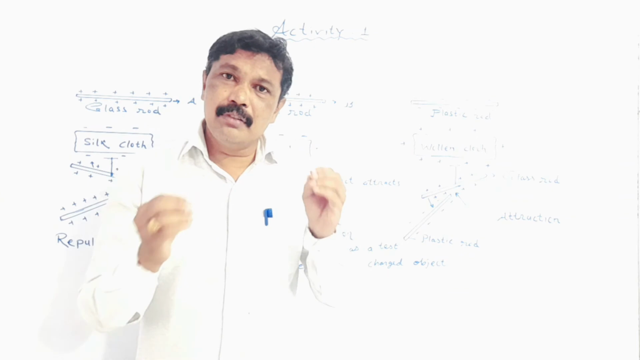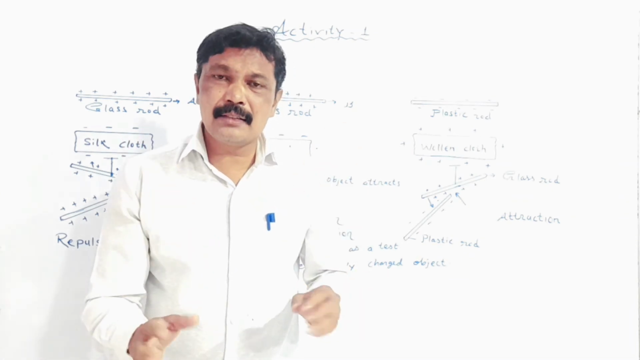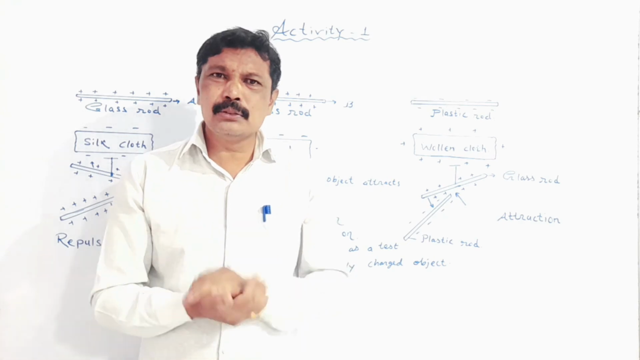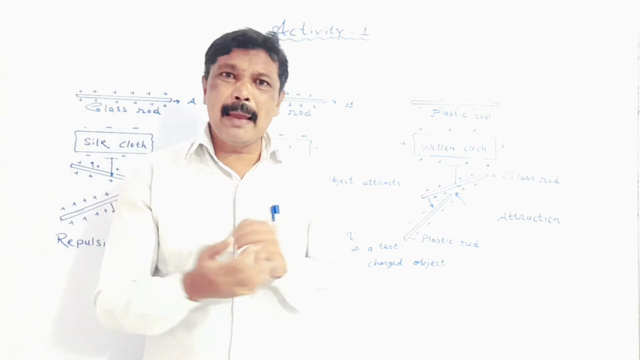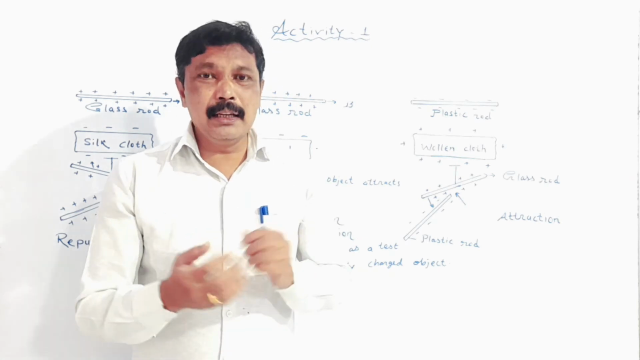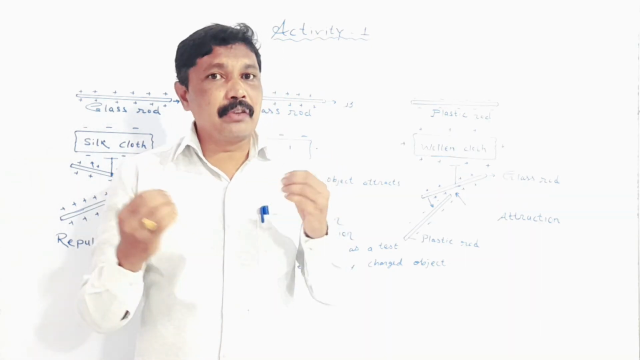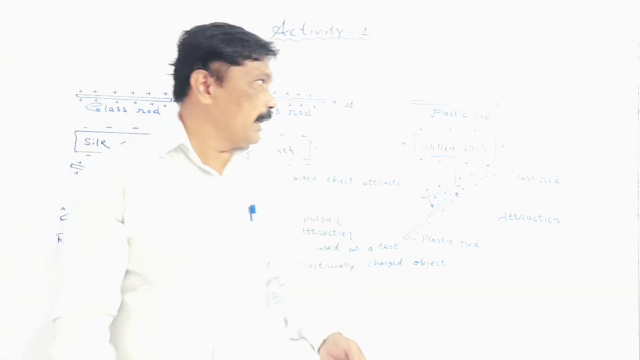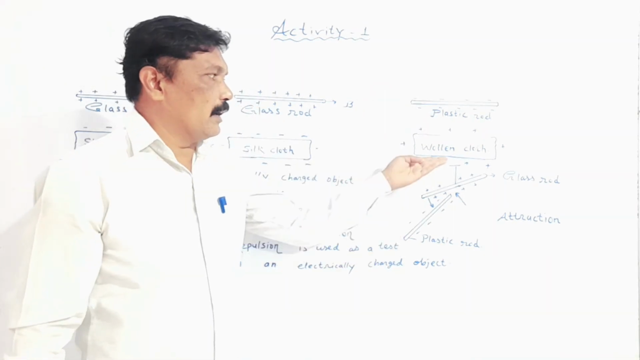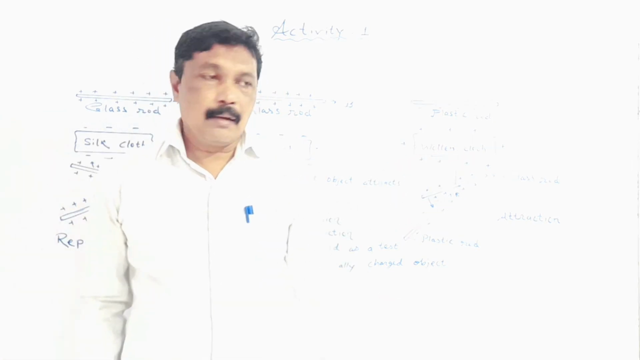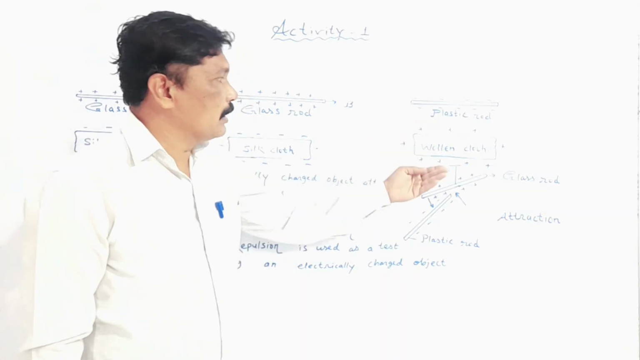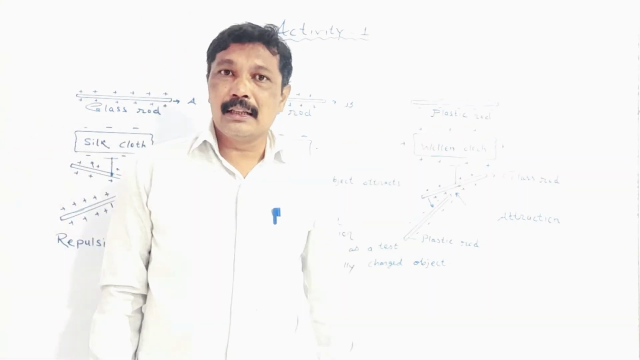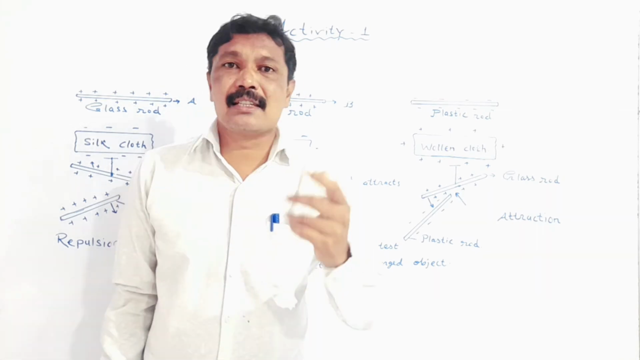The objects which have the same charge will repel each other. My dear student, again we will do the same activity of friction, but here the two objects we are going to consider are different. We are going to take a plastic rod and a woolen cloth. My dear student, when a plastic rod is rubbed against a woolen cloth, again there will be charge developed.